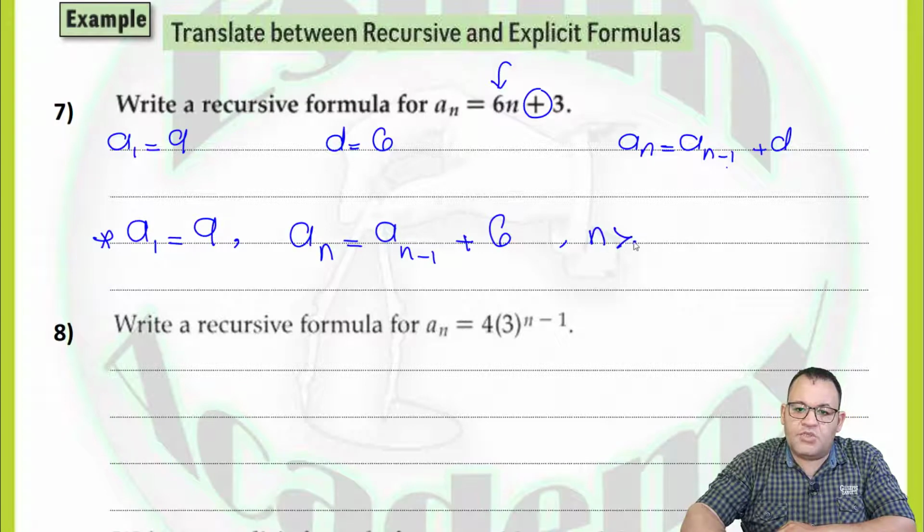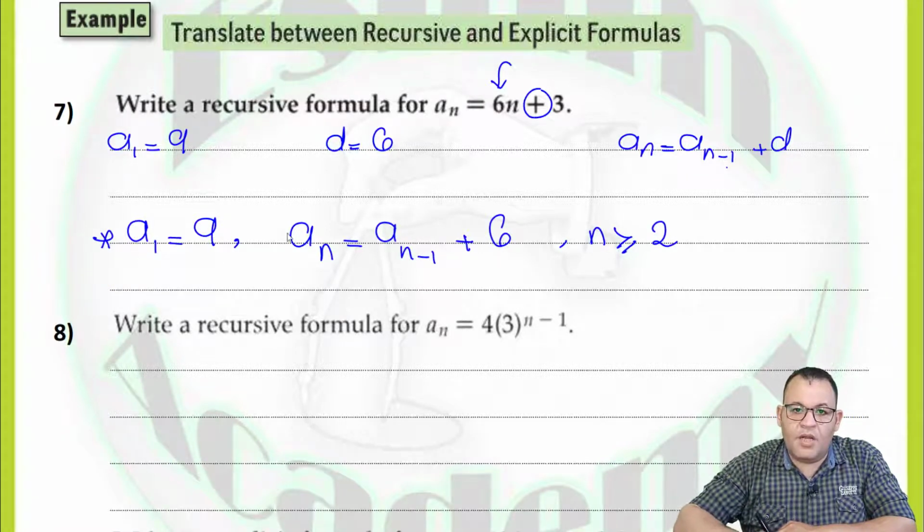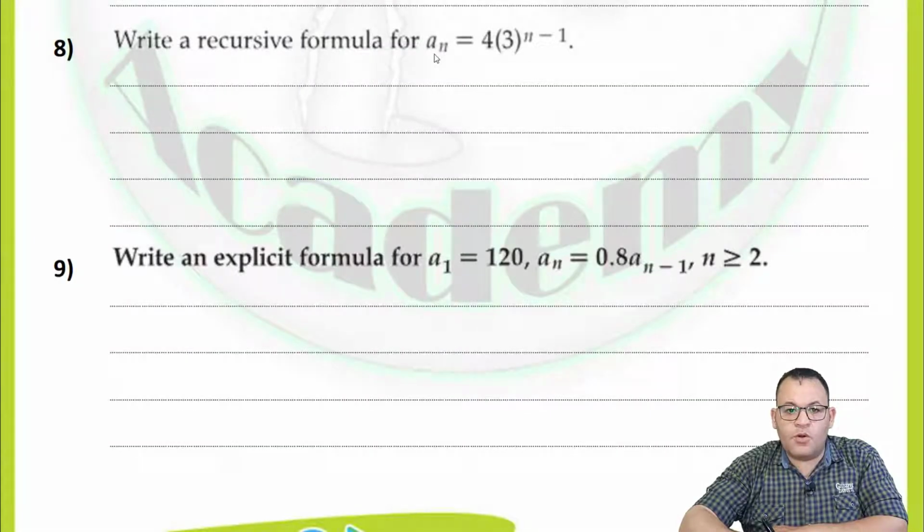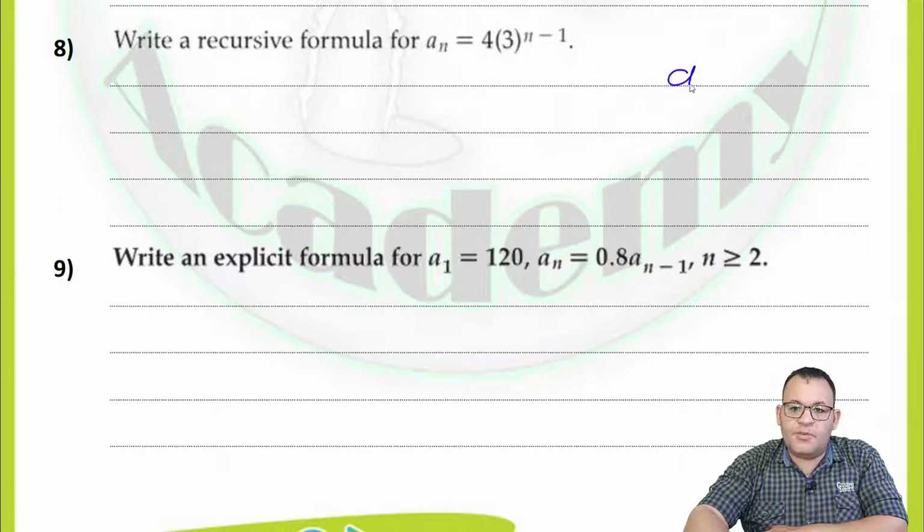Then, where n is greater than or equal to, we need to write a1, the formula, and the domain of the recursive formula. In this problem, we need to write the recursive formula for an equals 4 times 3 to the power n minus 1. Because we have a power, it means we are talking about a geometric sequence. The formula for the geometric sequence is an equals r multiplied by an minus 1.